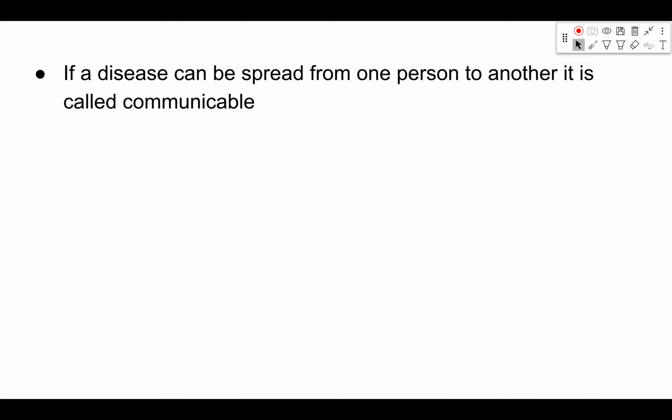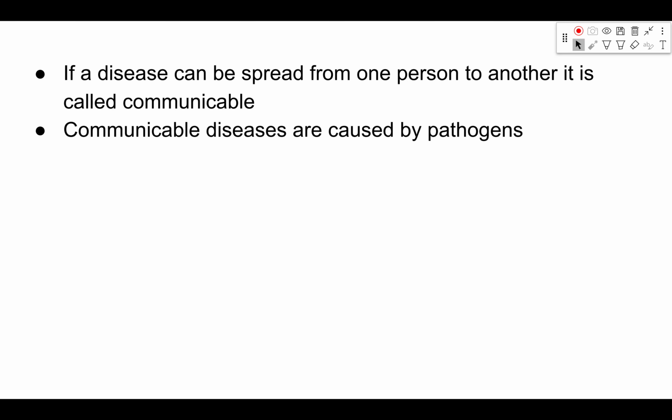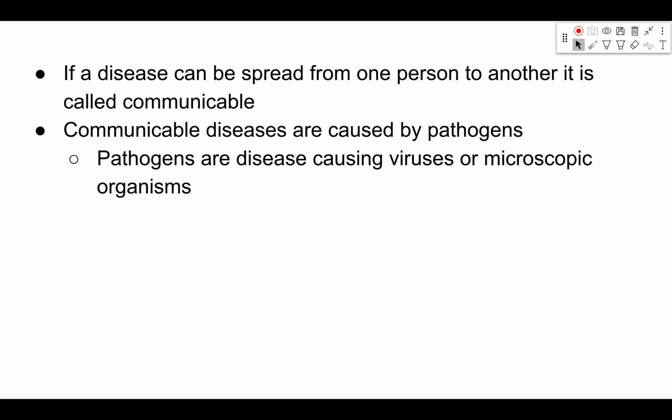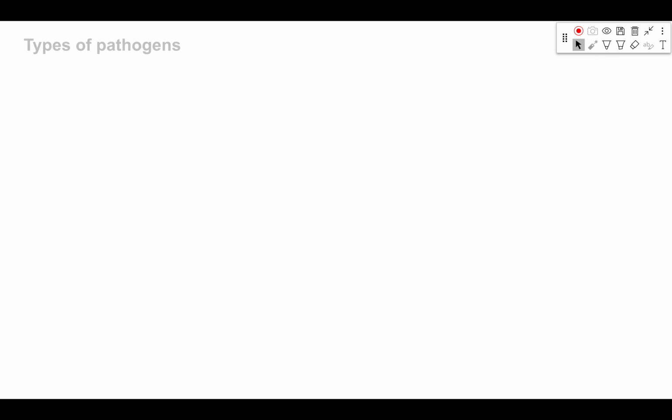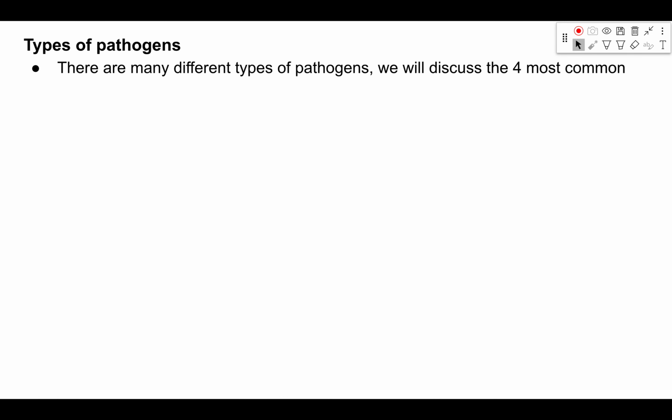So let's start with communicable diseases. If a disease can be spread from one person to another, we call that disease communicable. Communicable diseases are caused by things called pathogens. These are viruses, microscopic organisms, basically things we can't see, but that are still capable of making us sick. There are many different types of pathogens, but we are going to discuss just 4 of the most common. 3 of them fit into the kingdoms, but one of them is not considered living, and so it won't fit into one of the kingdoms.